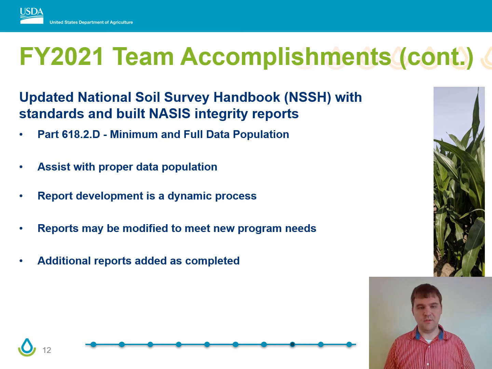Another thing we were able to accomplish this year was that we updated the National Soil Survey Handbook with some standards, and we built some NASIS integrity reports to go along with those. And this is part 618.2.d, the minimum and full data population standards. The integrity reports in NASIS are there to assist with the proper data population. This is a dynamic process of creating these reports, so they'll change over time. We might modify some reports and make new reports to meet new needs, and we'll also be adding additional reports as we get those completed.